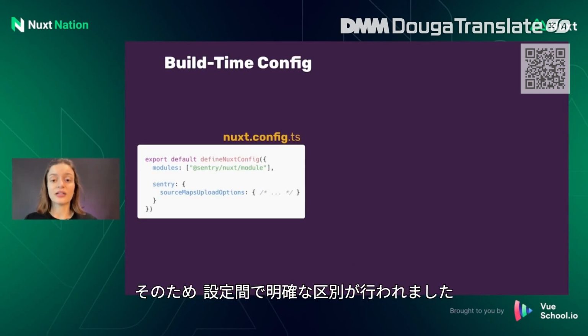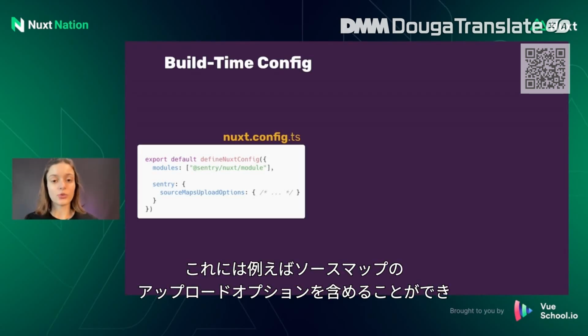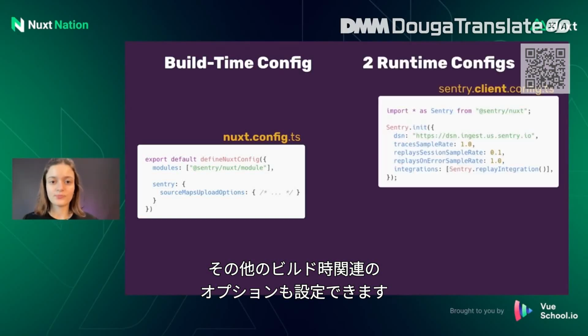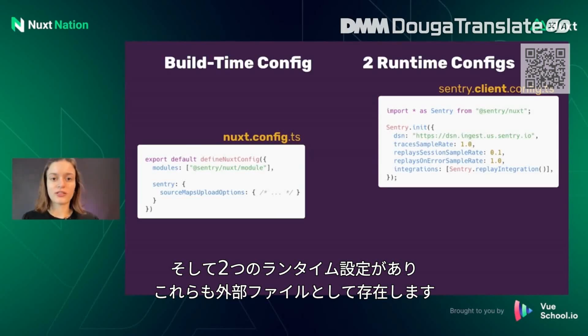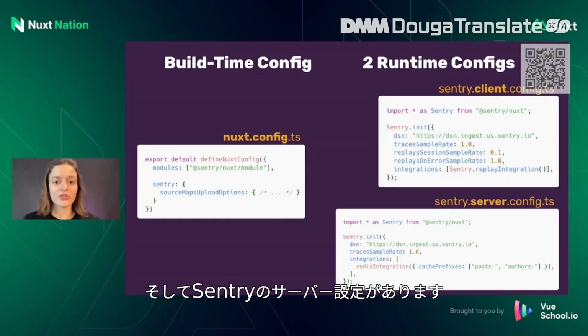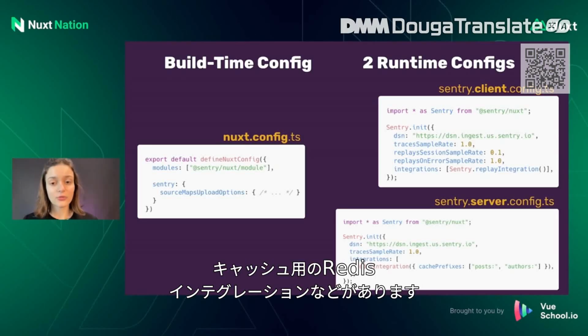That's why a clear distinction between the configurations was made. So there is the build time config that can be added to the Nuxt config TS file. This can include your source map upload options, for example, and other build time related options. And then we have two runtime configs, which are external files as well. It's the Sentry client config with client-side integrations like the replay integration. And then the server config for Sentry, which can include server-side integration, like the Redis integration for your cache.